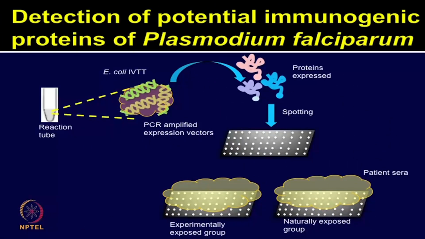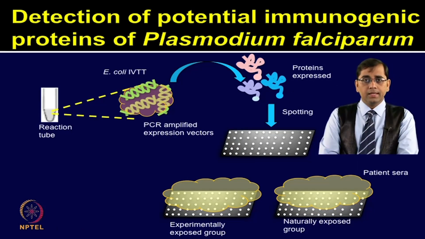The first case study for today is detection of potential immunogenic proteins of Plasmodium falciparum, the study performed by Doolan et al. in 2008. Doolan et al. used an E. coli based cell-free in vitro transcription and translation system to produce 250 Plasmodium falciparum proteins from open reading frames generated by the polymerase chain reaction and recombinational cloning procedures.